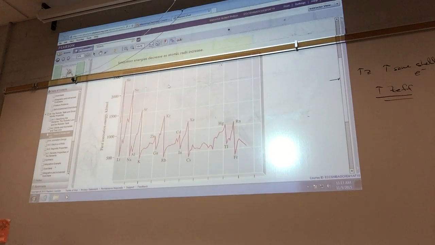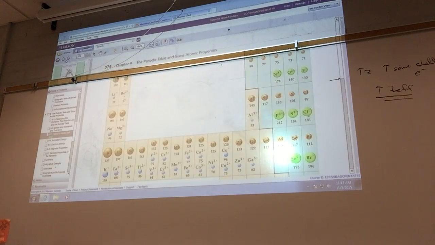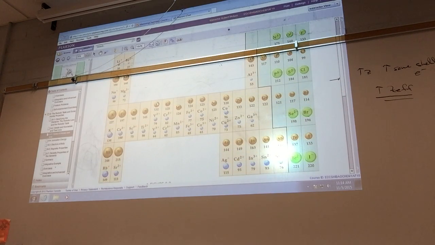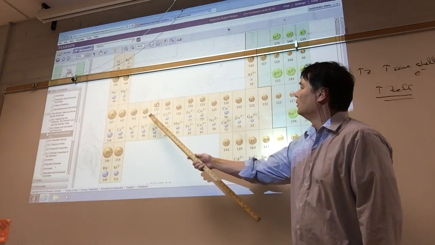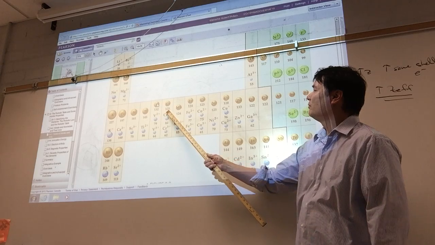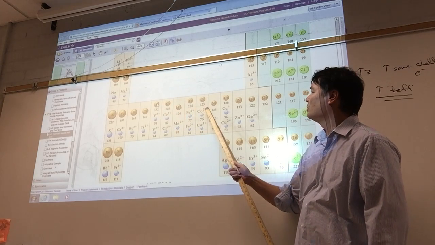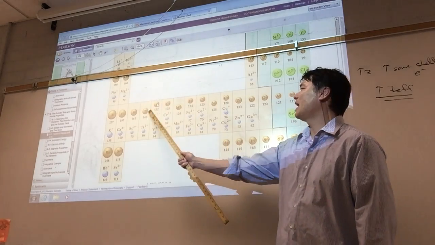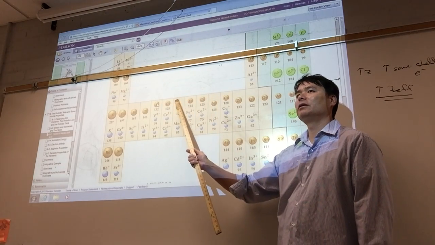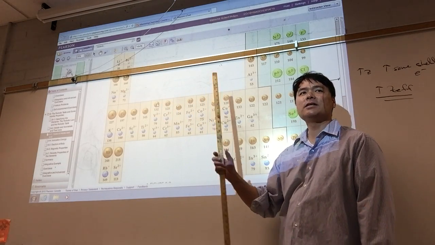I forgot to say one thing. Before I get to ionization, do you notice something with the size here? 125, 124, 124, 125, 125. Transition metals are flat. Do you see that? The size is not shrinking.